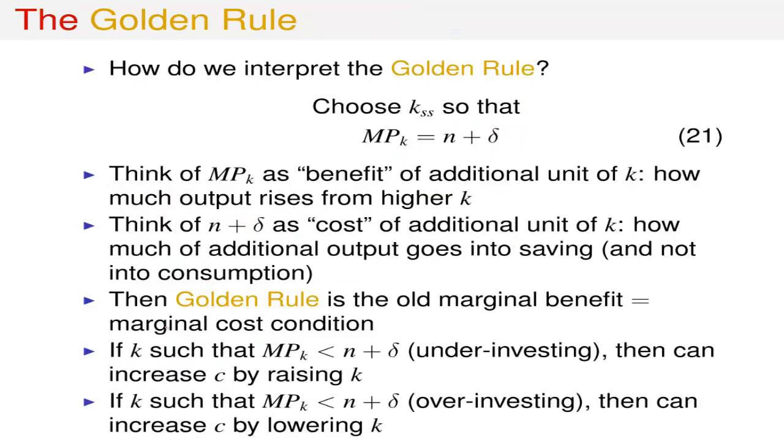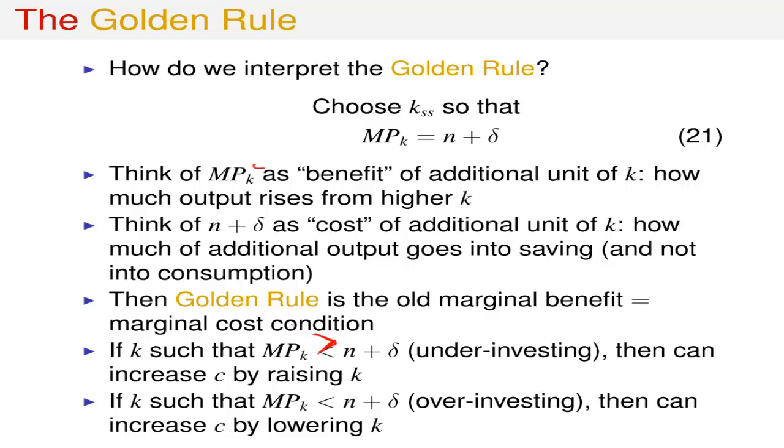So how do we interpret this golden rule? Well, first, we're going to choose steady state capital so that marginal product of capital equals n plus delta. But now we can think about the marginal product as really what the marginal benefit is of additional capital. So that comes from asking how much does output rise when you increase capital. But then n plus delta tells us something about what the cost is of maintaining that capital. So this is exactly analogous to what we did earlier when we just looked at what the steady state was. So we can ask how much of that additional output has to go into savings and therefore not into consumption. So then the golden rule is just marginal benefit equals marginal cost.